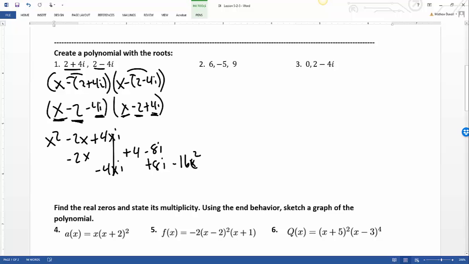so those cancel out, those cancel out. I squared is negative 1, so that turns into a plus 16. So you should get x squared minus 4x, because adding those together, 4 and 16 is 20.